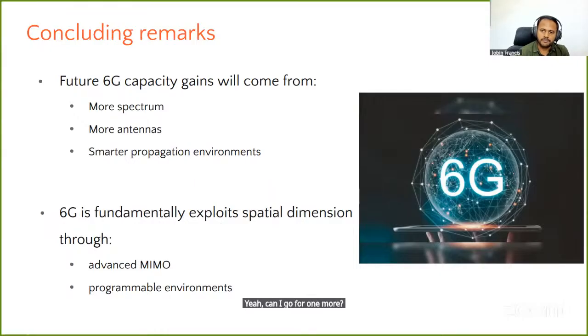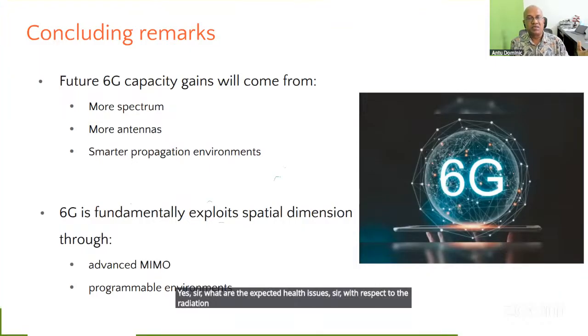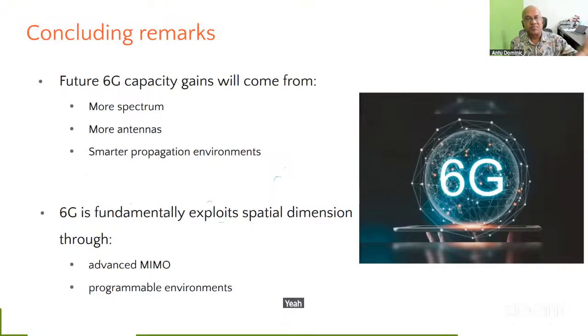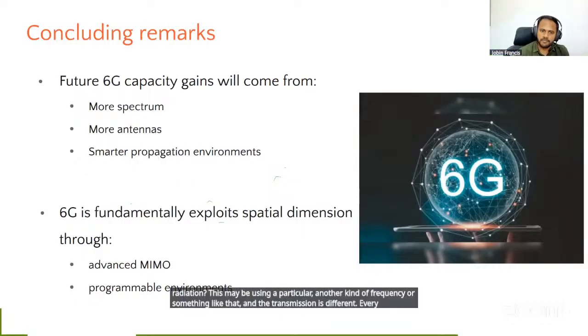Please. Yes, sir. What are the expected health issues with respect to the radiation? This may be using a particular, another kind of frequency or something like that. And the transmission is different, everything is different. So what are the expected health issues with this?